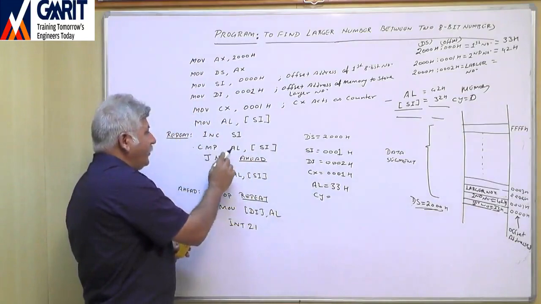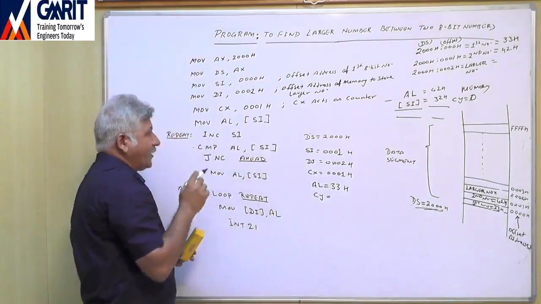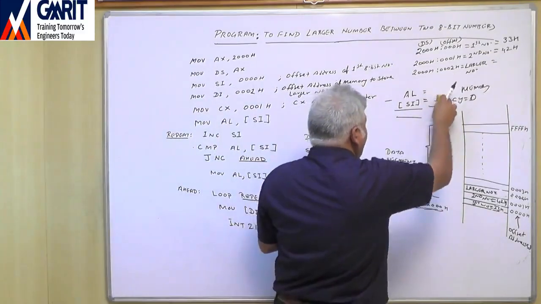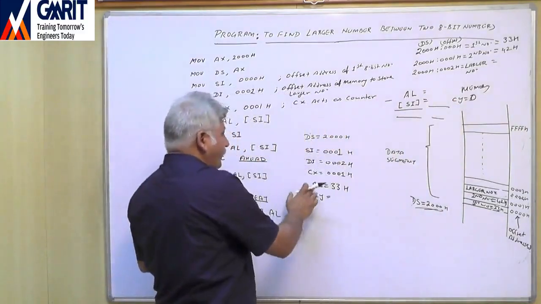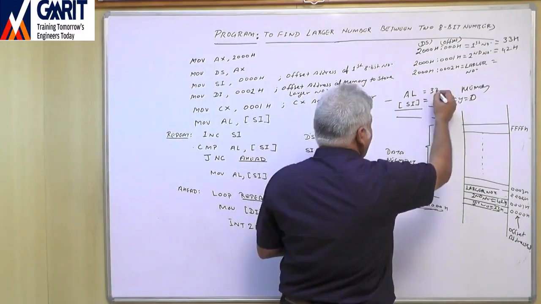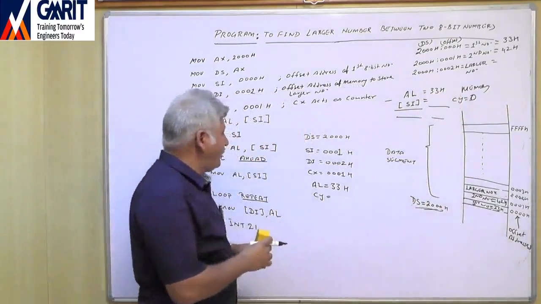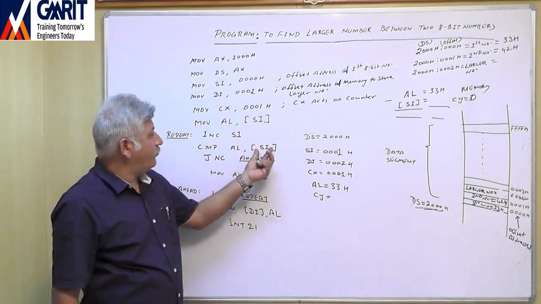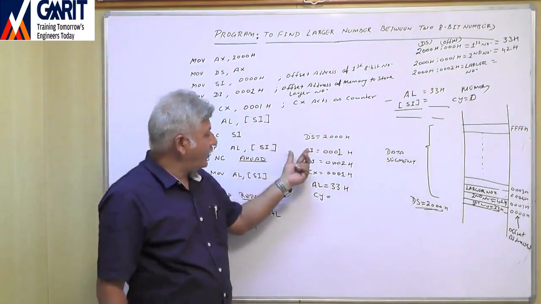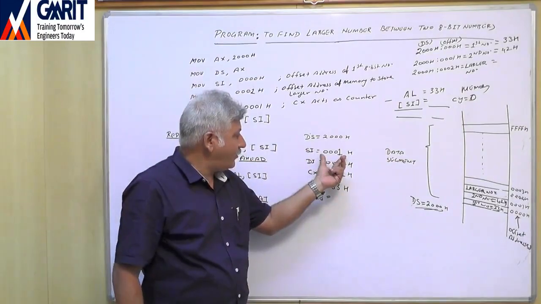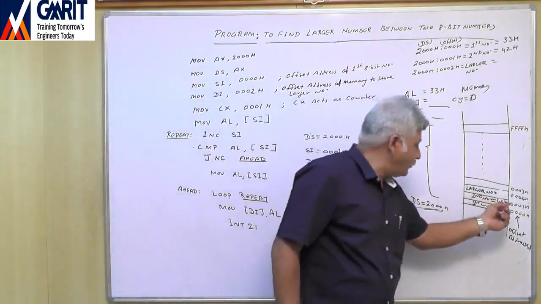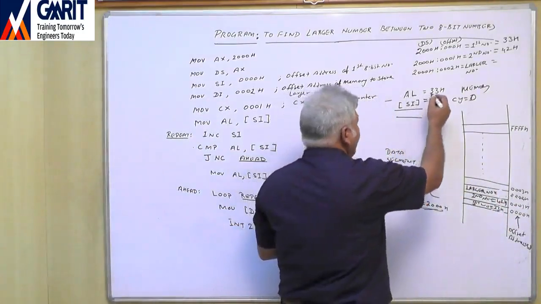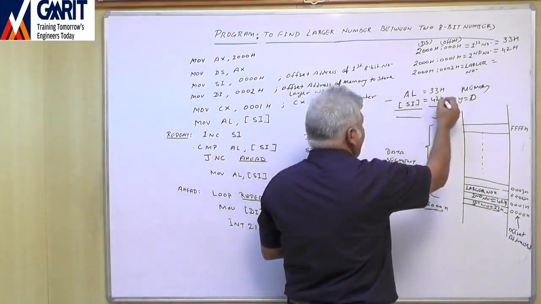Then comparison between AL and [SI]. Again this comparison will take place, but now the numbers are different. In AL we have 33H, and the second number is in the memory whose address is in SI. In SI we have 0001, so this is the offset address 0001. Here we have the number 42. So now comparison will take place between 33H and 42H.